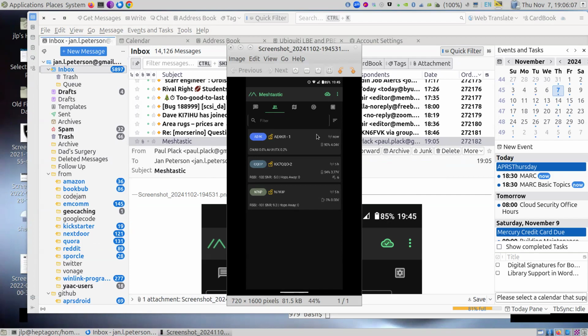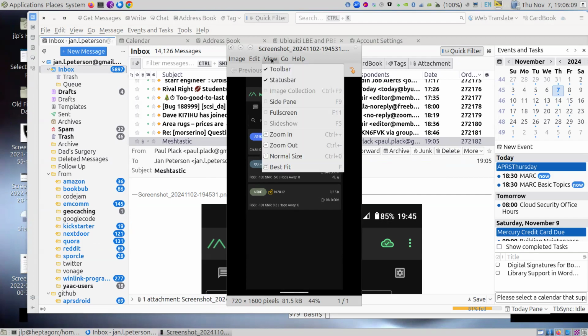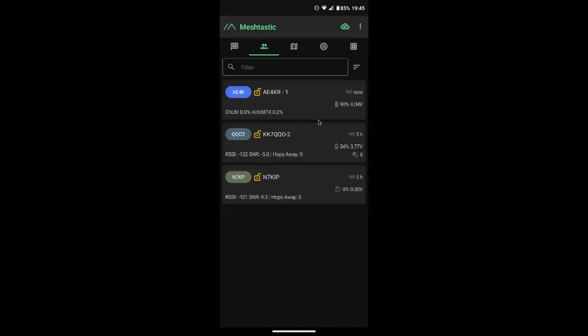I don't know if I can make this any bigger. What's the range of one of those things? The record is something like 260 kilometers. You mean for LoRa or for one of these Meshtastic testing boxes? For one of the Meshtastic boxes.